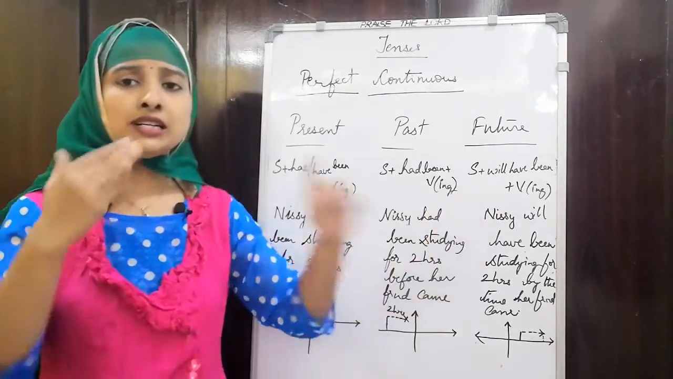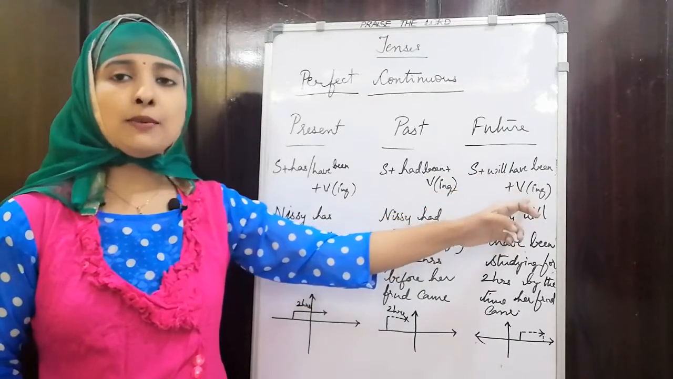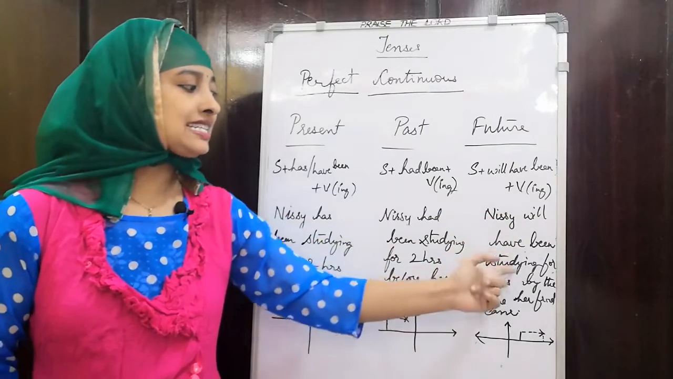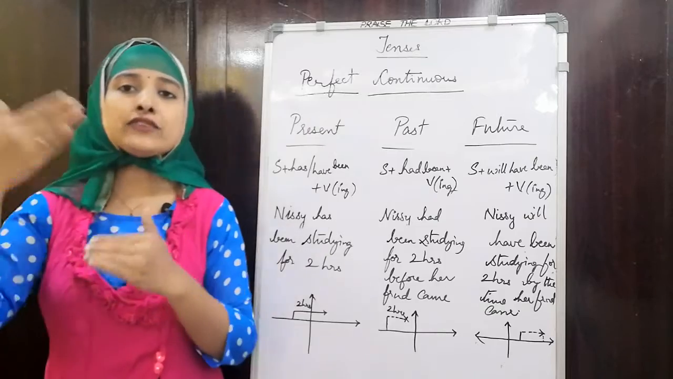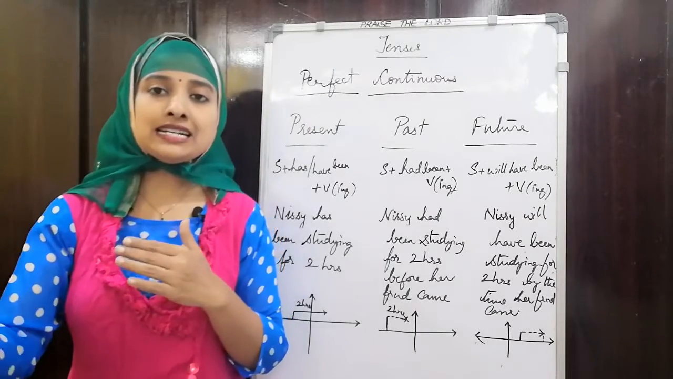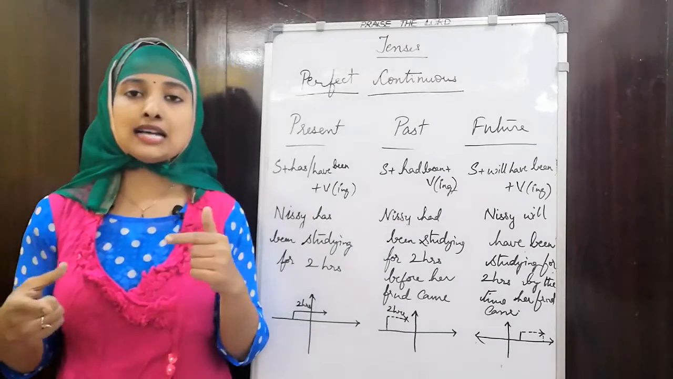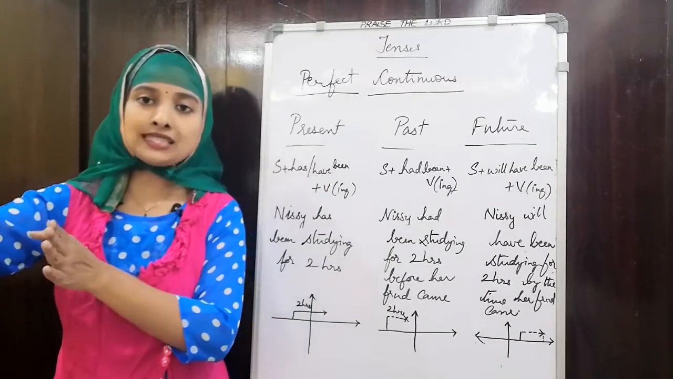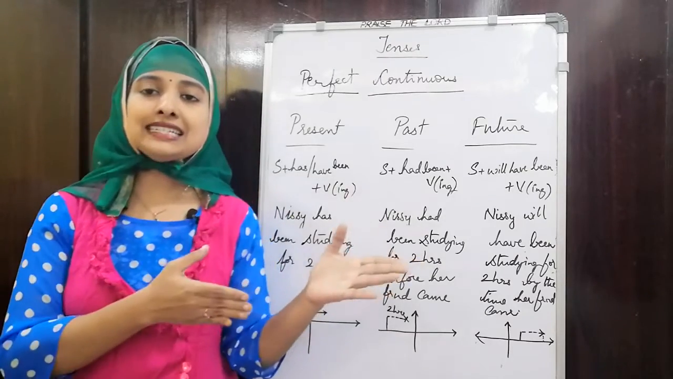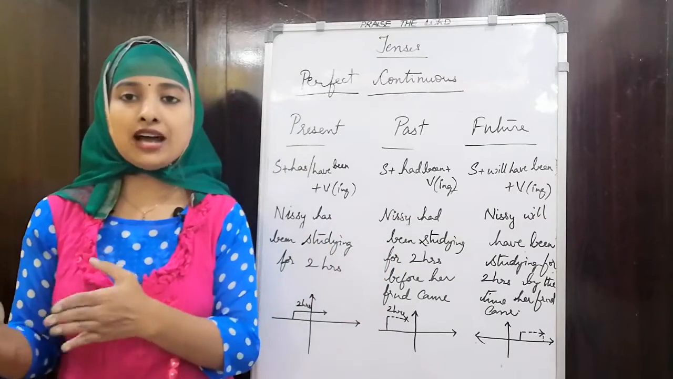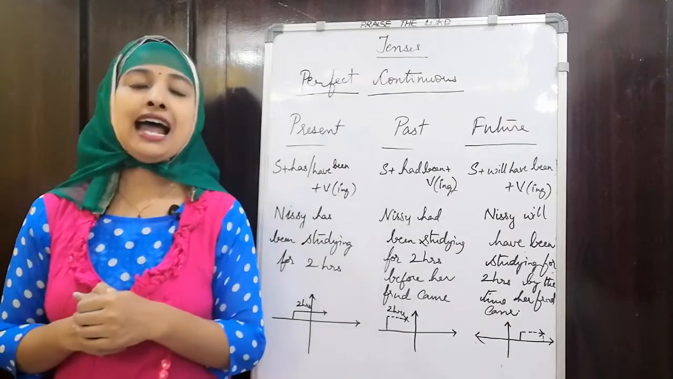And coming to future, subject plus will have been plus verb in ing form. That is, Nissi will have been studying for 2 hours by the time her friend comes. So when her friend comes tomorrow, she will have been studying for 2 hours. Someone is expected to come at 5 p.m. So she might have started at 3 p.m. By the time her friend comes at 5 p.m., she will have been studying for 2 hours.